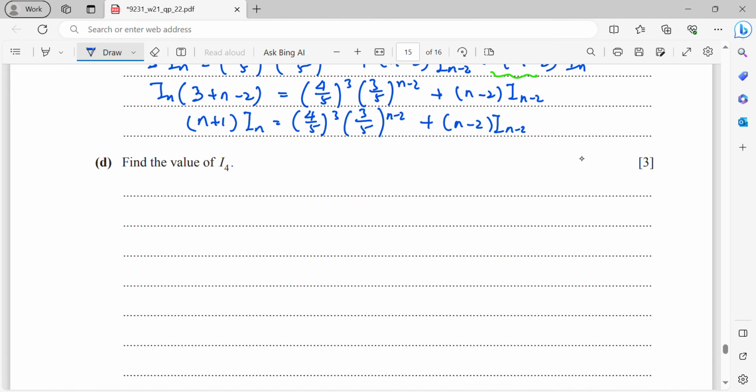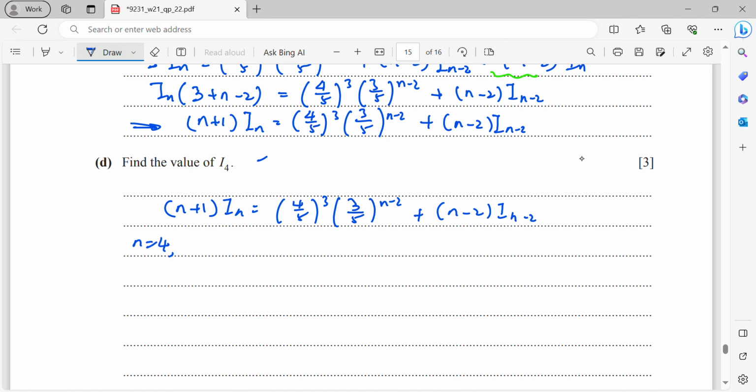So D, find the value of I4. So refer to the previous formula. Now (n plus 1) I_n is 4 over 5 cubed, 3 over 5 to the n minus 2, plus (n minus 2) I_(n minus 2). So when I4 means my n is 4. So when my n is 4, I get 5 I4 equals to 4 over 5 cubed, 3 over 5, 4 minus 2 is 2, plus 4 minus 2 is 2, then 4 minus 2 again, it will be I2. So now I need n equals to 2.